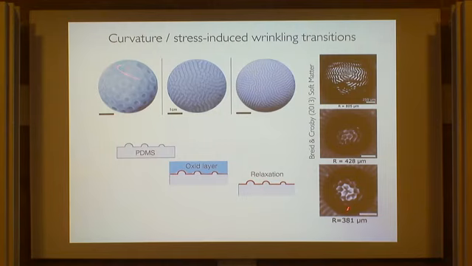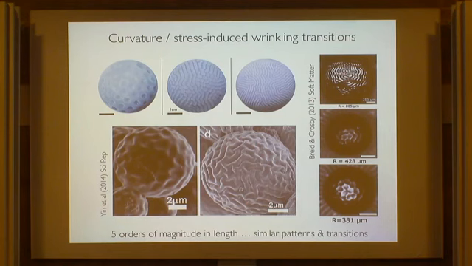Now when you look at these different examples, the only difference here is the radius of the hemisphere. The curvature determines what type of pattern you see, and the patterns are similar to what you find here. And you can go to even smaller scales. This is a few centimeters, this is sub-millimeter scale, and this is a few microns. You see similar patterns, and they are treated in the same way. So you have nearly 5 orders of magnitude in length scales, and you see similar things.